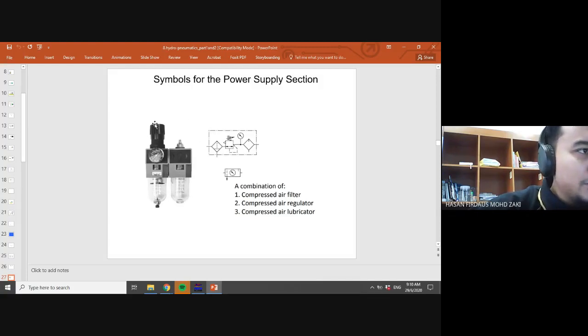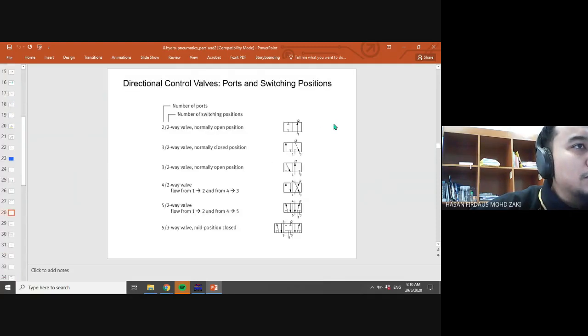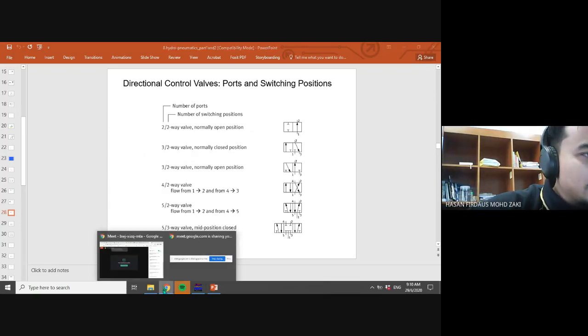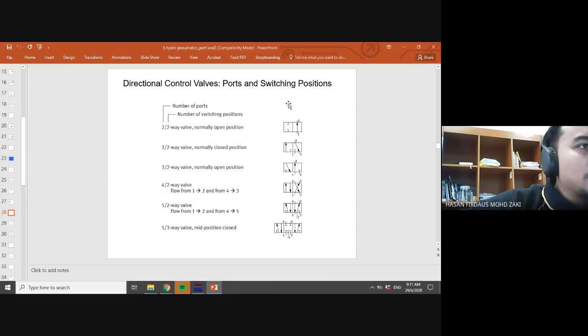This one is the combination of compressed air filter, regulator, and lubricator, all in one system. This is the symbol for the power supply. And then this one is the ports. This is very important to understand.